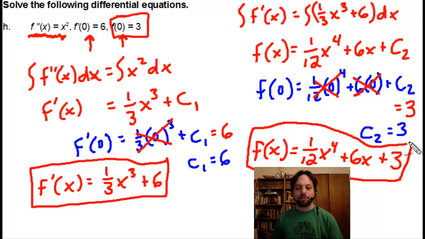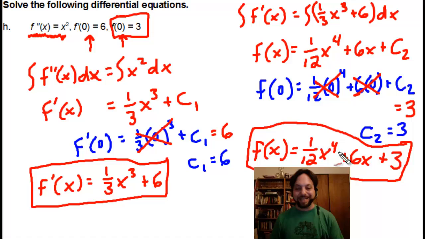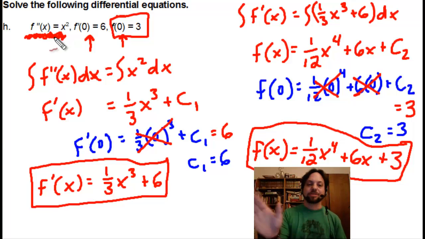Can it really be that easy? Is this really correct? Well, plug in 0, see what you get for f of 0. It is 3. Differentiate it and plug in 0 to see what you get for the initial velocity. You will get 6. And differentiate the velocity, and you'll get the acceleration, which, according to this, is x squared. So there you go. Good times all around.